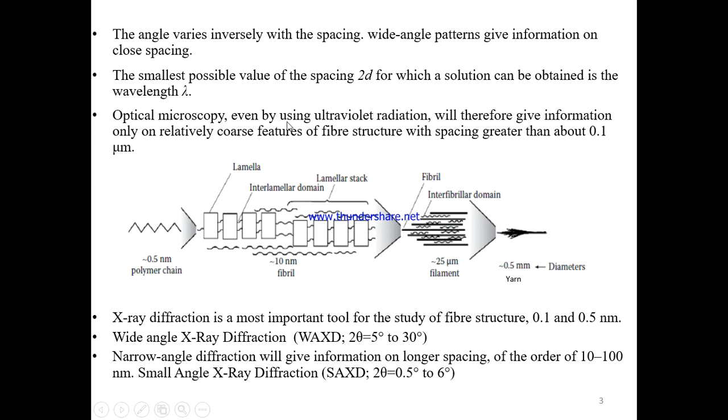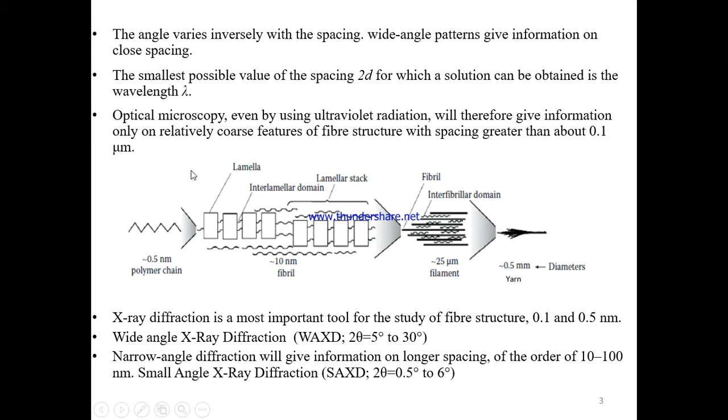Now, in optical microscopy generally visible light is used, which has a much larger wavelength or value of lambda. Even if one uses ultraviolet radiation, which has a shorter wavelength, it will give information only on relatively coarse features of the fiber structure, that is, where the spacing is greater than about 0.1 micrometer. So you cannot measure dimensions smaller than 0.1 micrometer, even if you use ultraviolet radiation for measuring the physical structure of fiber.